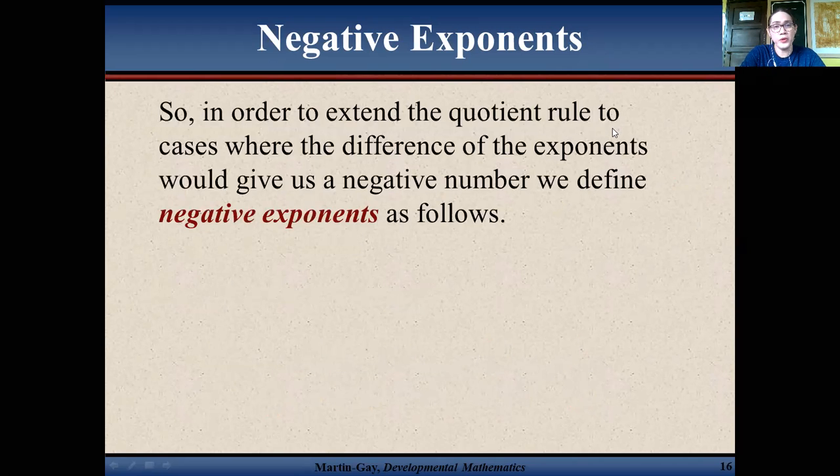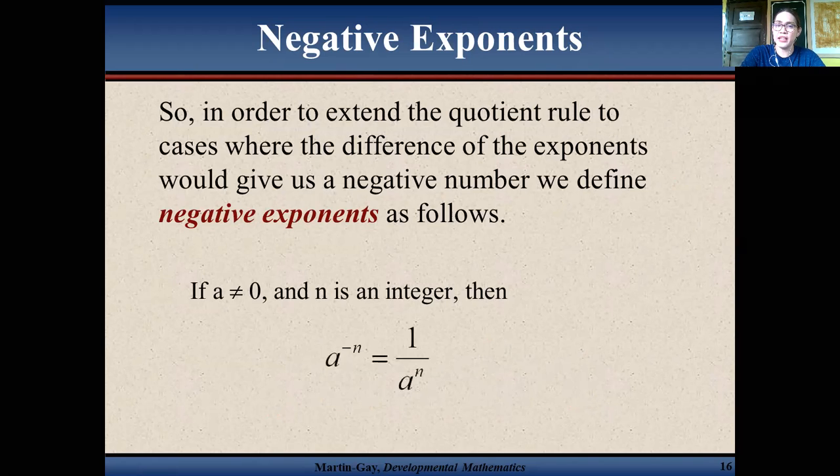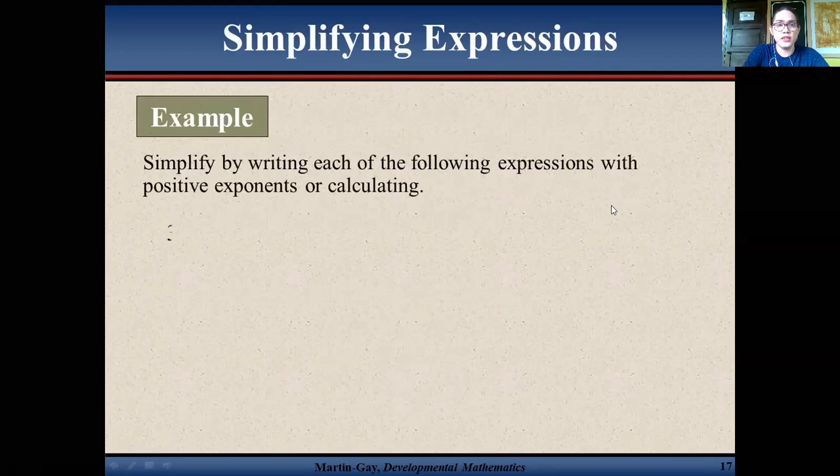That's the good thing. So in order to extend the quotient rule to cases where the difference of the exponents would give us a negative number, we define negative exponents as follows. If a is not equal to 0 and n is an integer, then the rule for negative exponent, as I said a while ago, is that when a is raised to the power of negative n, where the exponent is negative, just get its reciprocal and then you have a positive exponent. So a to the power of negative n is equal to 1 over a to the power of n. This is how we make the exponent positive, just applying the negative exponent rule. So I hope you'll be able to remember this concept or rule. So let's have an example.